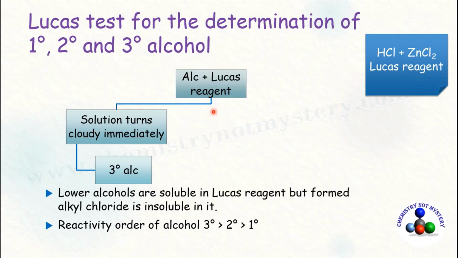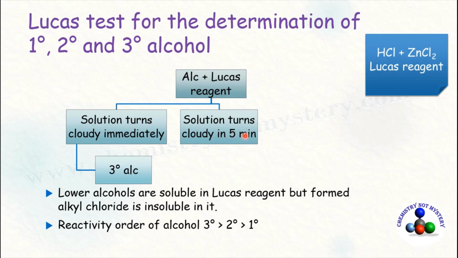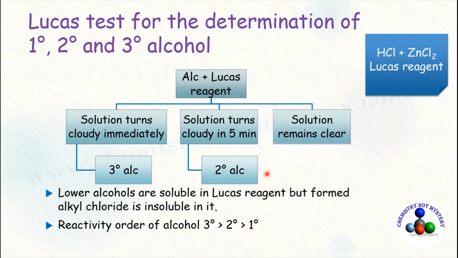And if the solution turns cloudy within 5 minutes, that means the reaction takes place at a slower rate than tertiary alcohol. It indicates the alcohol is a secondary alcohol. But the reaction with primary alcohol is very slow, so the solution remains clear for a longer period of time. It indicates the alcohol is a primary alcohol. So that's how we can differentiate between primary, secondary and tertiary alcohol on the basis of their reactivity order.